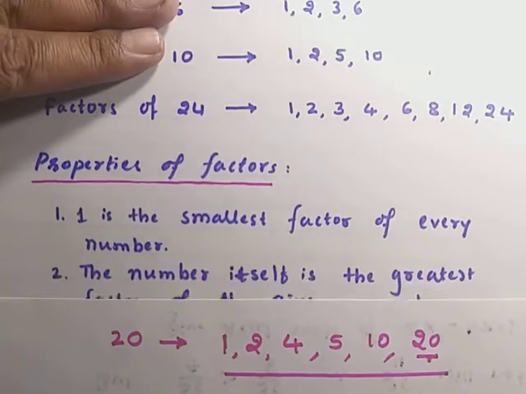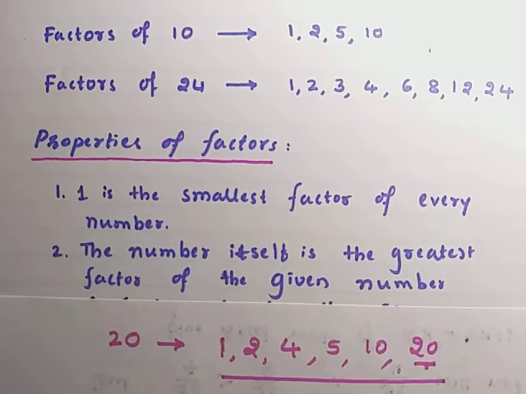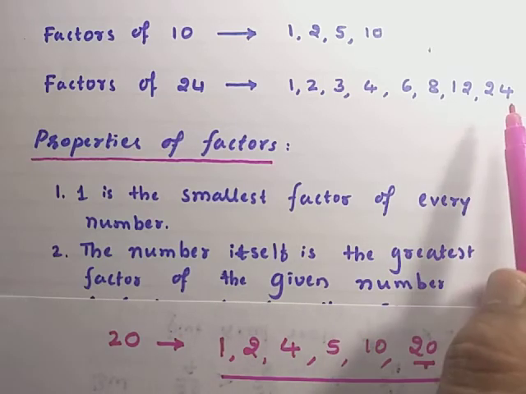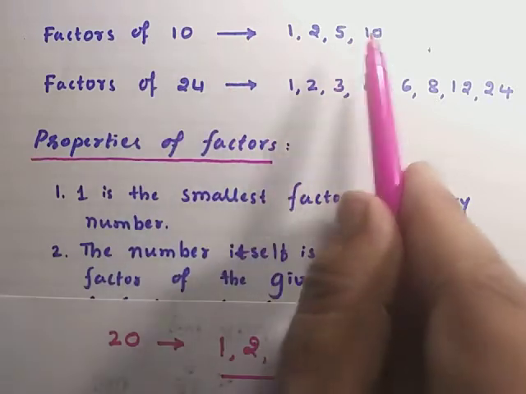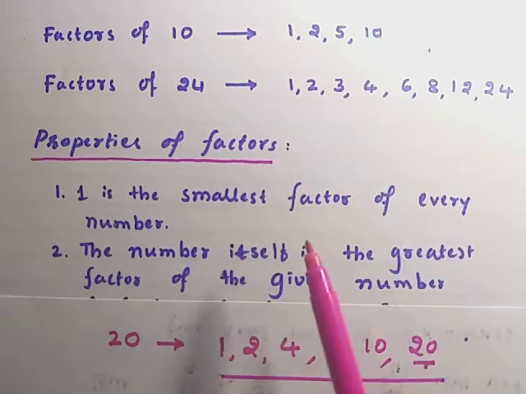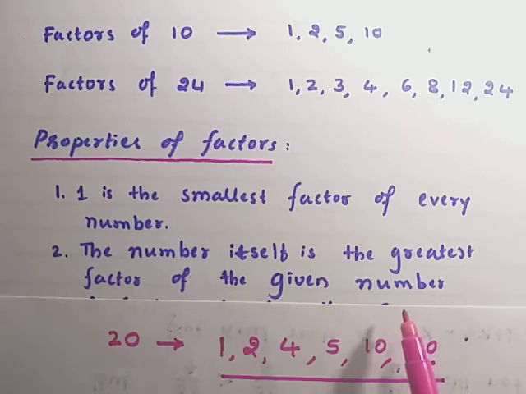And then the number itself is the greatest factor of a given number. This we have also seen. In this case it is 24, and in case of 10, 10 is the highest factor, and hence every number itself is the greatest factor of the given number.